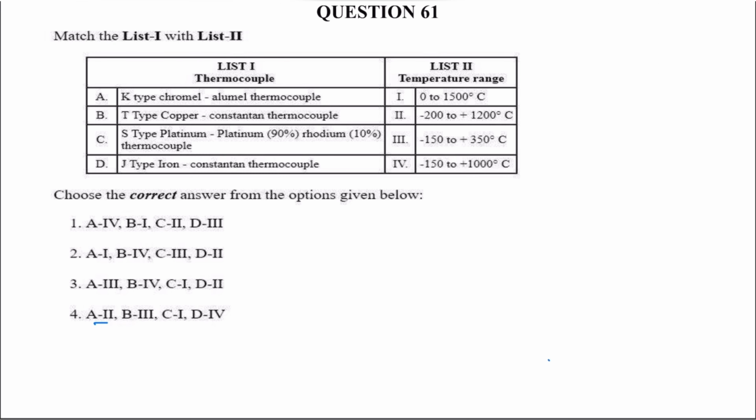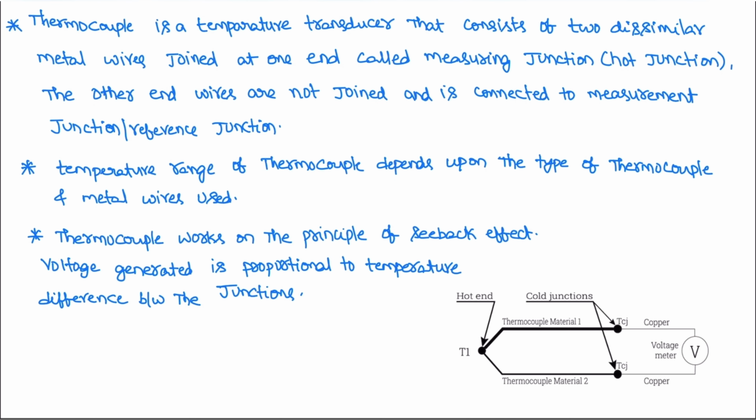Next question. In K type chromel aluminum thermocouple, first of all, they have given the temperature range for different types of thermocouples. The definition of thermocouple is, it is a temperature transducer that consists of two dissimilar metal wires joined at one end, called the measuring end. That is the hot junction. The other end wires are not joined and are connected to the measurement junction, that is the reference junction. So the temperature range of a thermocouple depends upon the metal wires used in the thermocouple.